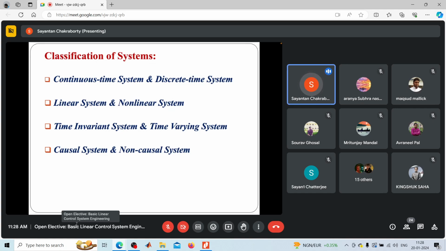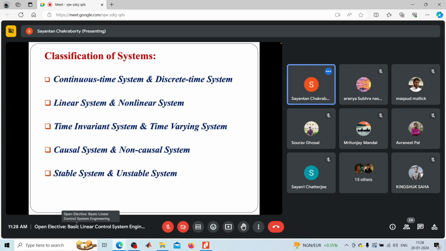Then what is a non-causal system? A non-causal system may be something where the output is generated even before the input has come. So that is very difficult to apprehend, right? How can a system output be generated based on some future input? Right? That is the definition of a non-causal system. I'll come in detail about all these points.